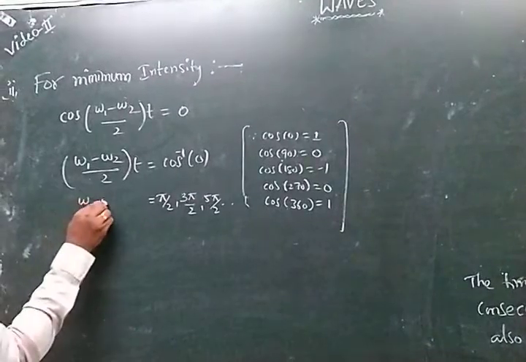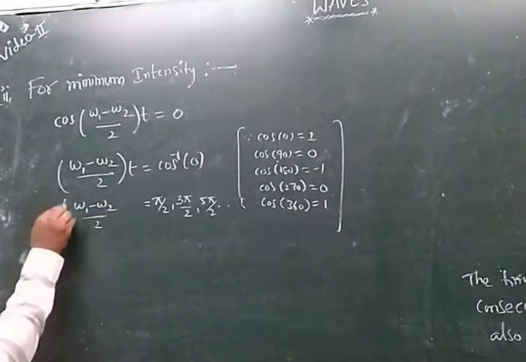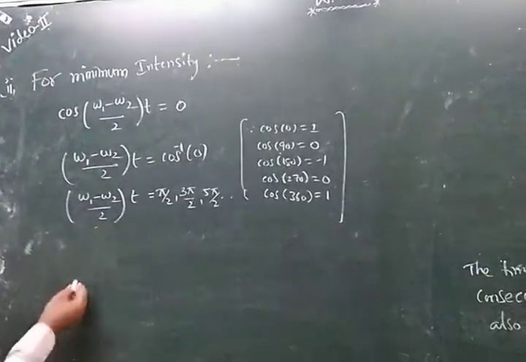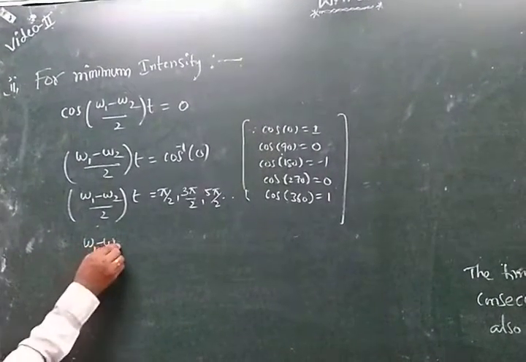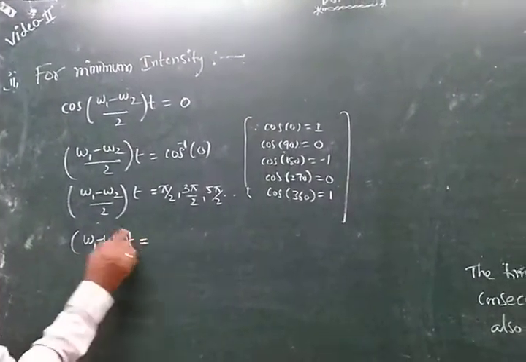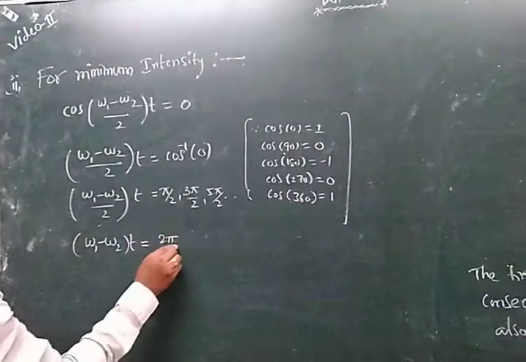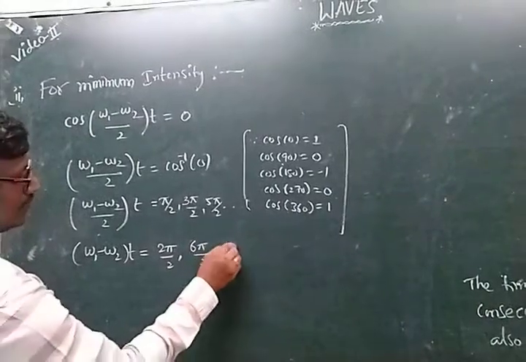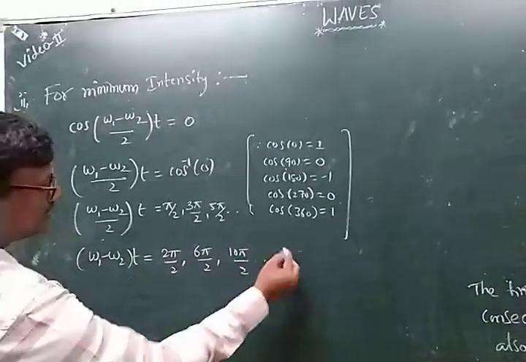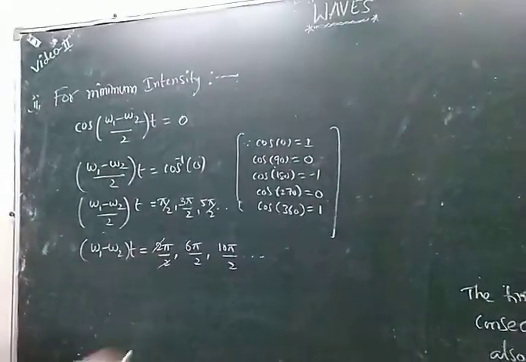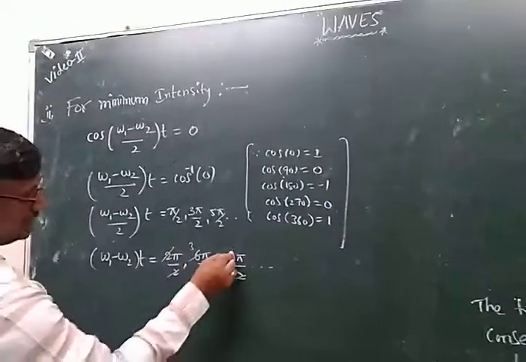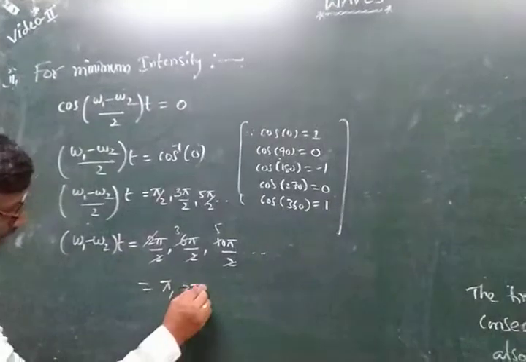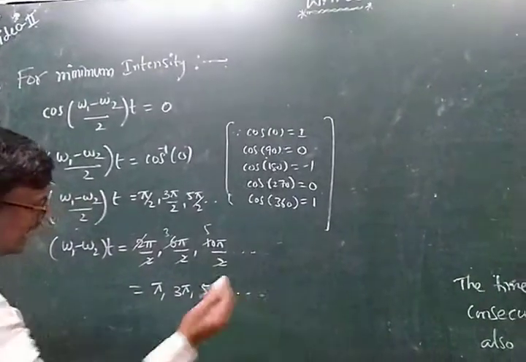This is (omega 1 minus omega 2) by 2 into t. Then take the cross multiplication: (omega 1 minus omega 2) into t is equal to 2 pi by 2, 6 pi by 2, 10 pi by 2, and so on. The 2 gets cancelled, and we get pi, 3 pi, 5 pi, and so on.